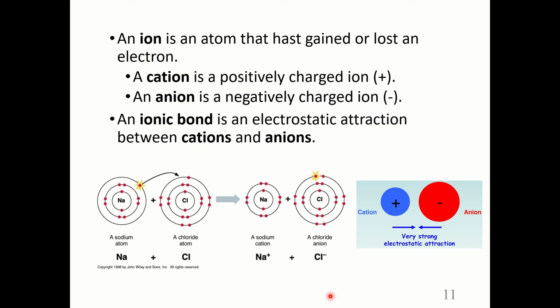Natural chlorine has an atomic number of 17, meaning that it has 17 protons in its nucleus, and it's surrounded by 17 electrons. However, when it gains an electron, it still has 17 protons, but now it has 18 electrons. Protons are positively charged and electrons are negatively charged. So having 17 protons and 18 electrons leaves chloride with an overall negative charge. It is now an anion. These ions will now be attracted to each other through an electrostatic attraction, a positive and a negative charge, like a magnet.